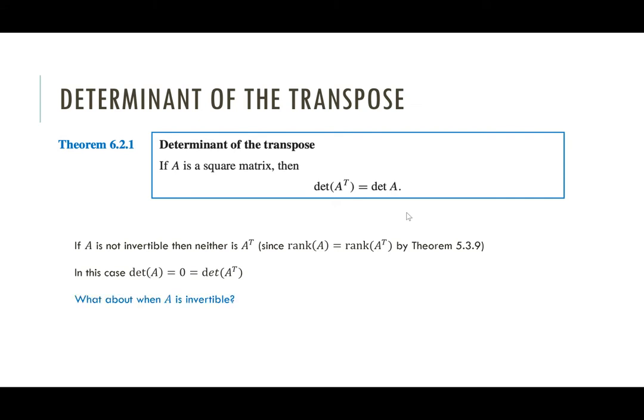What about when A is invertible? How do we handle that case? How do we show that the determinant of the transpose is still the determinant of A? Actually, let's hold on to that thought. We'll return in a moment. There's something else I want to talk about before we prove this.